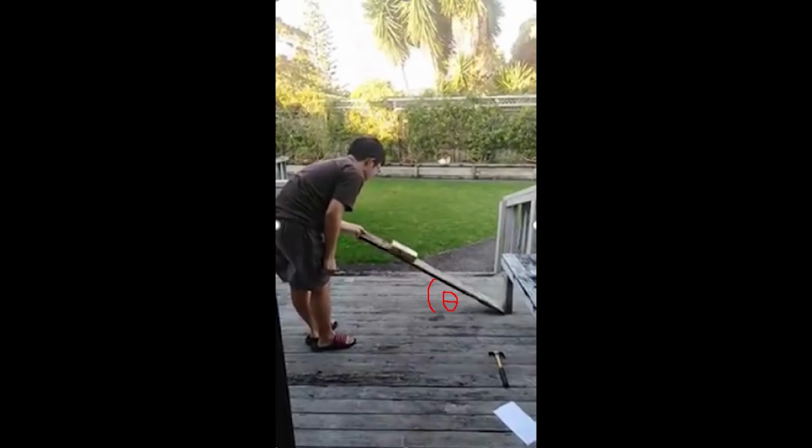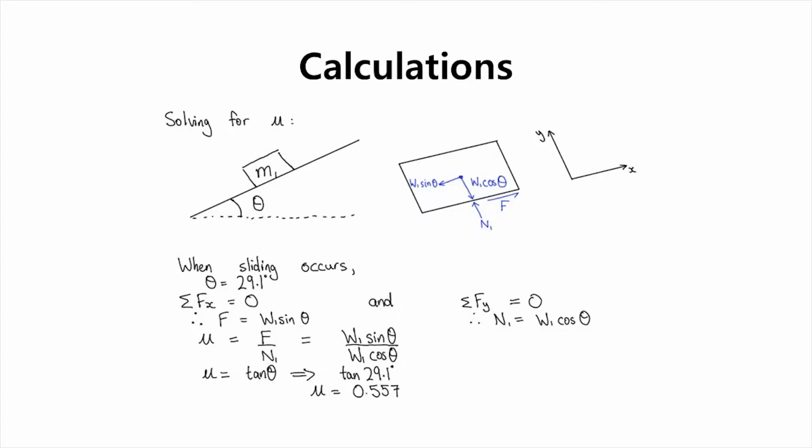As shown in the video, we found out that the wooden block begins to slide at an angle of 29.1 degrees, which was measured with the help of a phone application that can measure angles. After finding the angle, we made some calculations in order to find the coefficient of friction of the wooden plank and block.